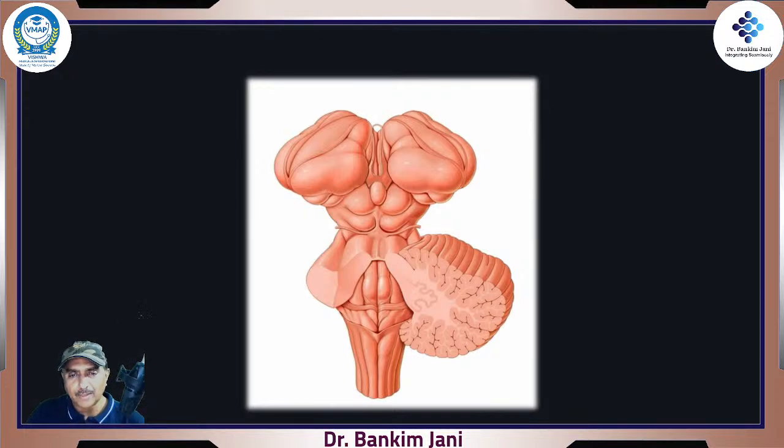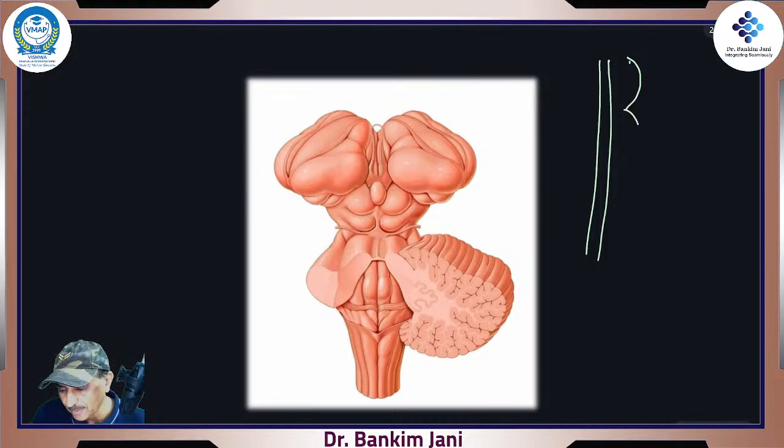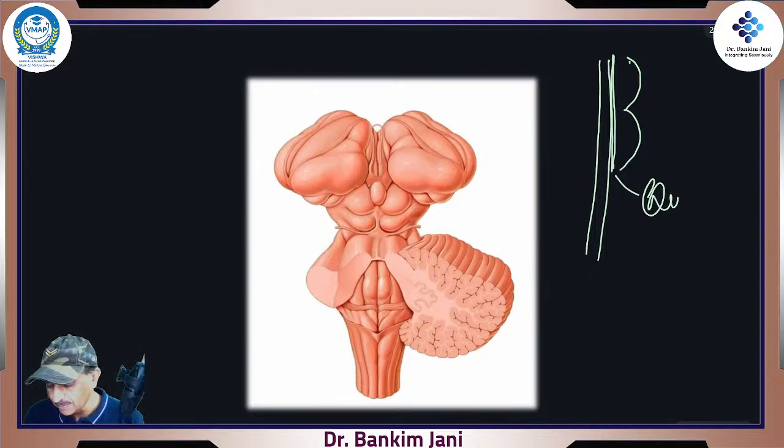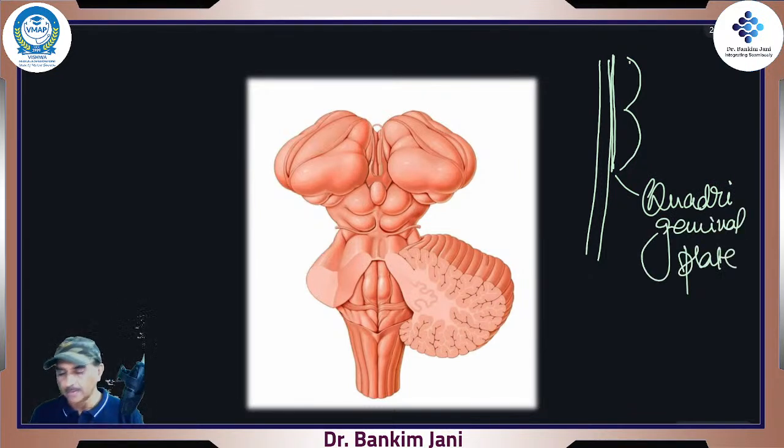One point: cerebral aqueduct of Sylvius. Then there was the superior colliculus and inferior colliculus, right? So over here there was the quadrigeminal plate. This is the quadrigeminal plate, and then this one was the cerebral aqueduct of Sylvius.